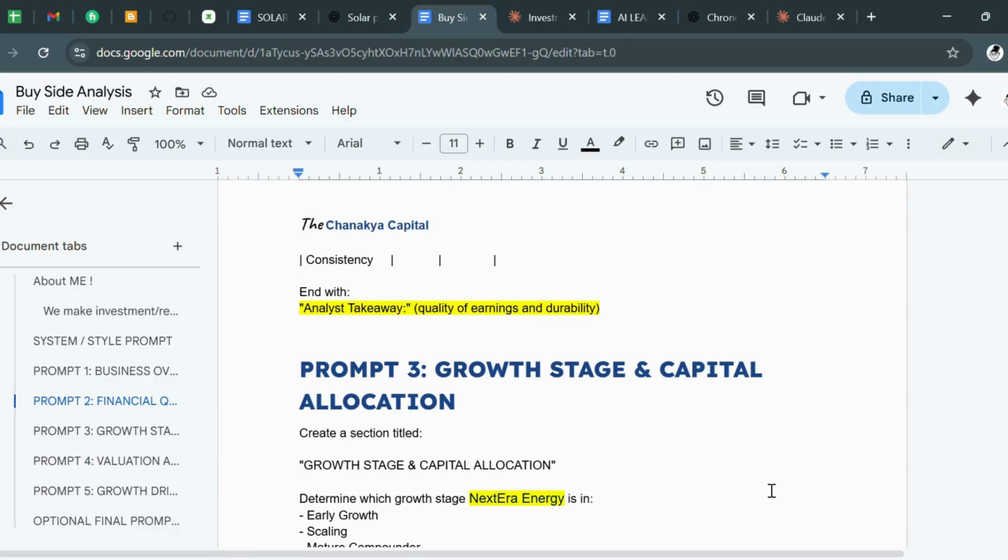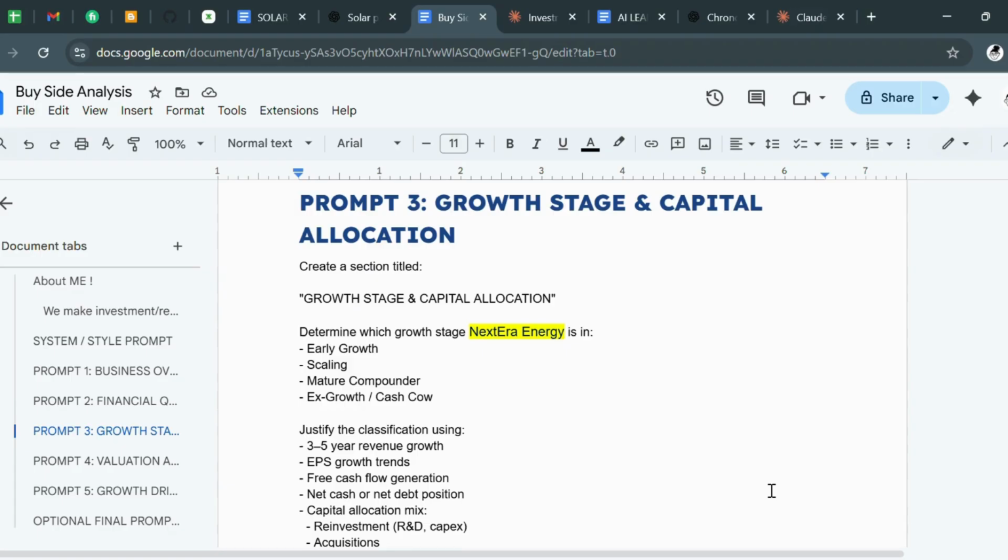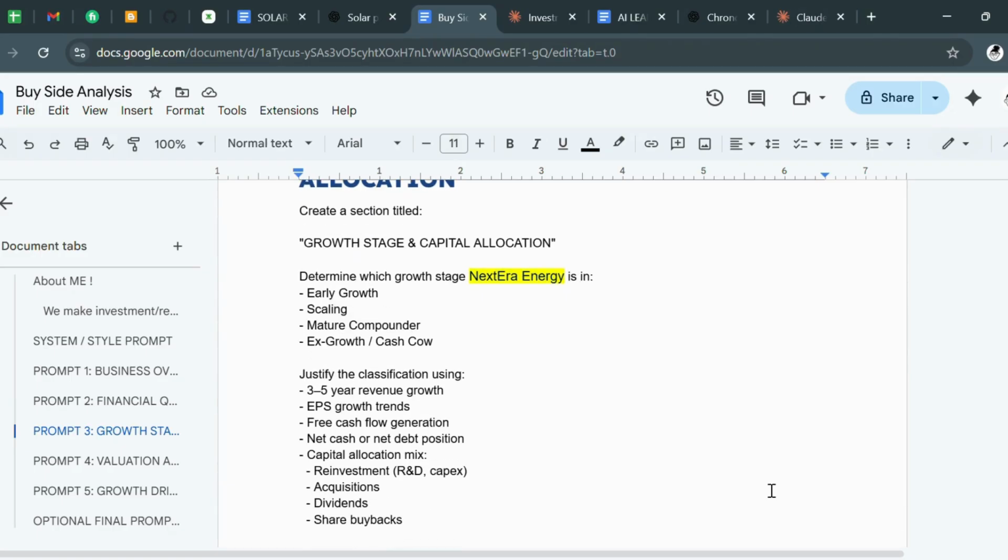Why the analyst takeaway is important in an investment memo is, even though you have researched and analyzed and then written it into an investment memo, your takeaway or your comment is still very important. Thirdly, growth stage and capital allocation. These are the topics. Again, you can change NextEra Energy to the company you want.